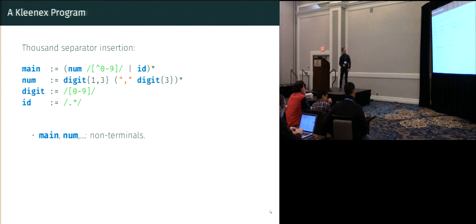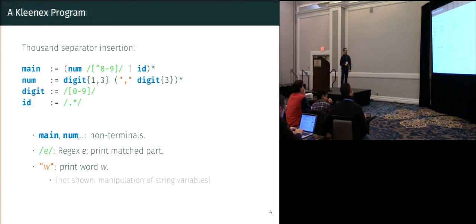The blue identifiers here are non-terminals, with main being the designated starting point. The green parts are regular expressions, which have the semantics that they print the matched parts of the output. And the quoted red strings are semantic actions that consume no input symbols, but have the side effect of printing the quoted string to the output. What is not shown here are the other semantic actions of Kleenex, which include effects for manipulation and printing of string variables.